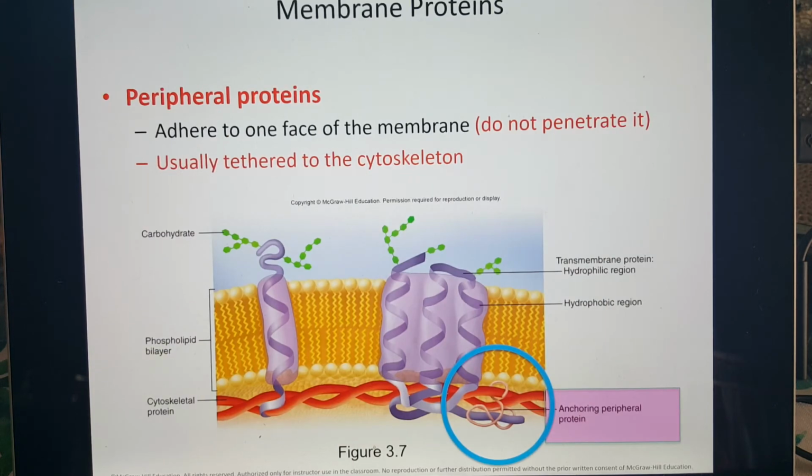You also have what's called peripheral proteins. Not all of your proteins actually go through your plasma membrane. Some are just hanging out on one side of your plasma membrane. For example, this protein that anchors this integral protein is hanging out on one side of your phospholipid bilayer.